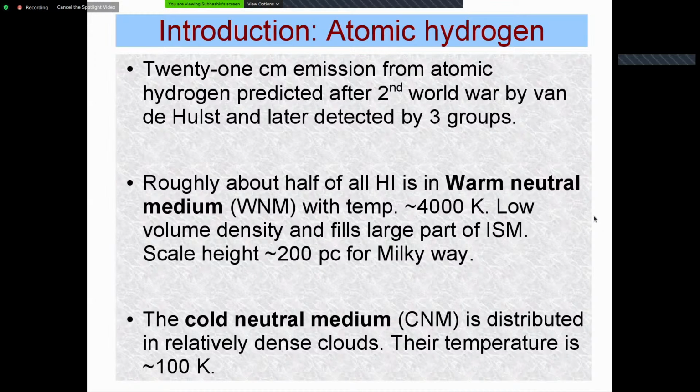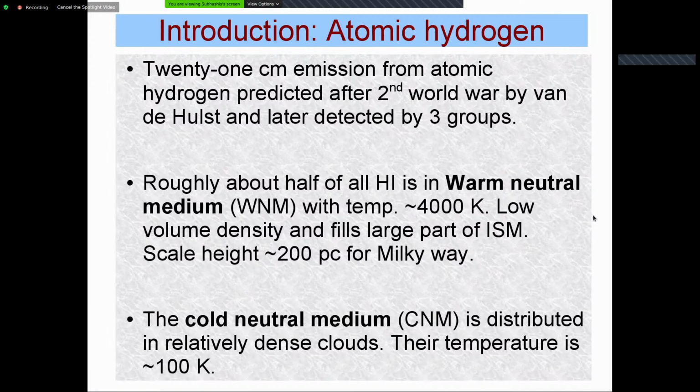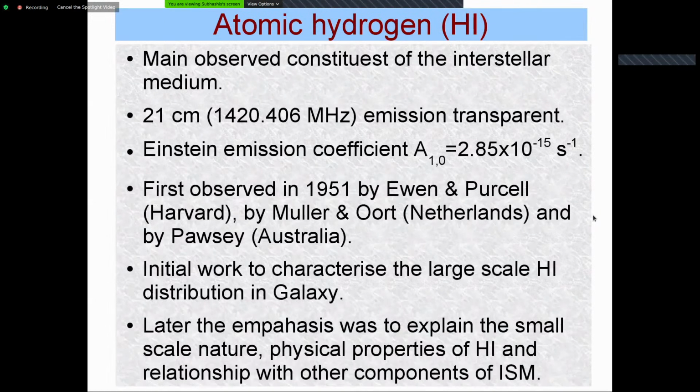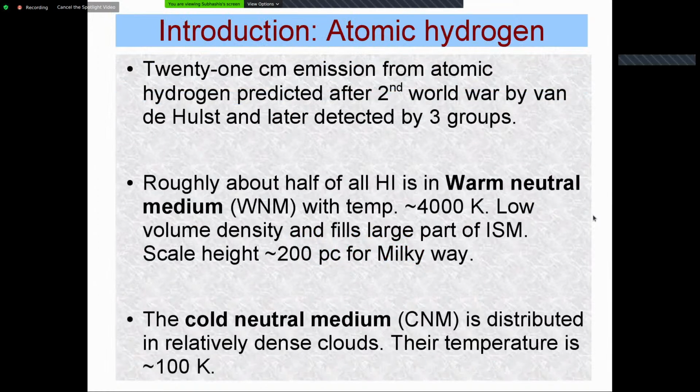So the other thing is the cold neutral medium is distributed in relatively dense clouds, and their temperature is roughly known to be 100 Kelvin. Note that already there are two phases we are talking of in the neutral hydrogen itself. One part is the warm neutral medium, whose temperature, as I mentioned already, is something like 4000 Kelvin, whereas the cold neutral medium is distributed in relatively dense clouds and their temperature is 100 Kelvin, so about 40 times lower. So that is the difference, that they are much colder and their density is much higher.